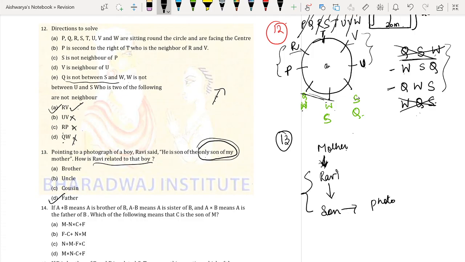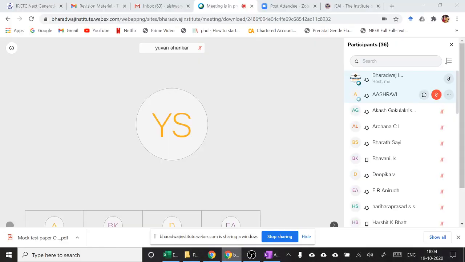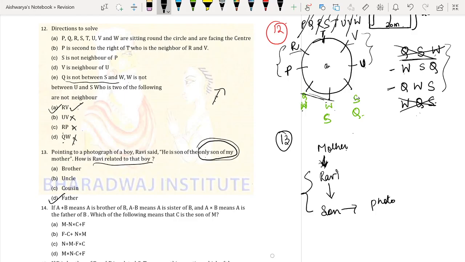Hello, I'm talking to you. Are you able to understand? Yes, ma'am. So what I'm saying is only son of my mother. My mother has got only one son, which is me. I am Ravi. I am the only son of my mother. So mother's only son is Ravi.